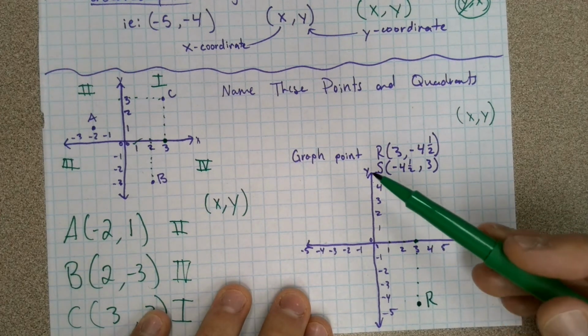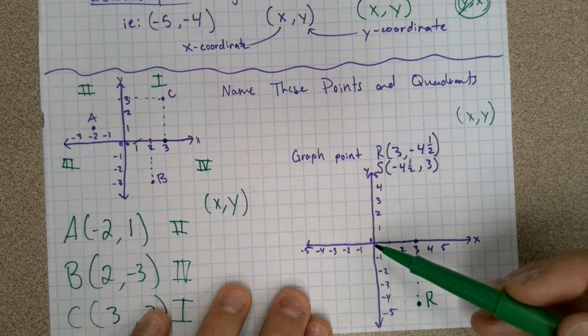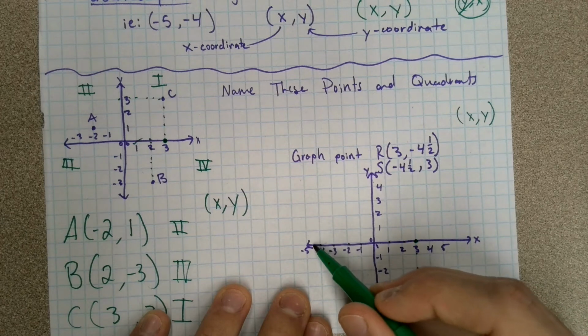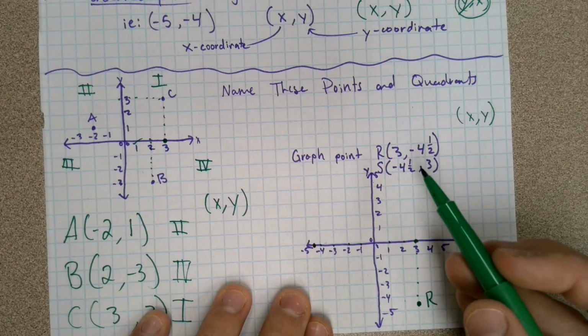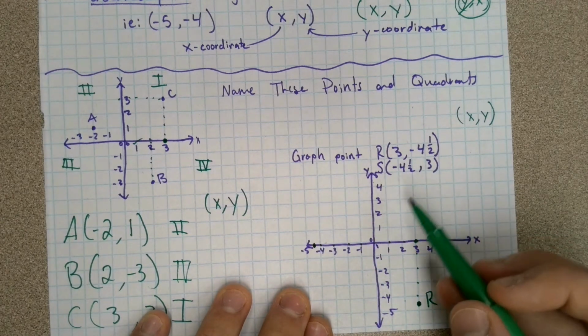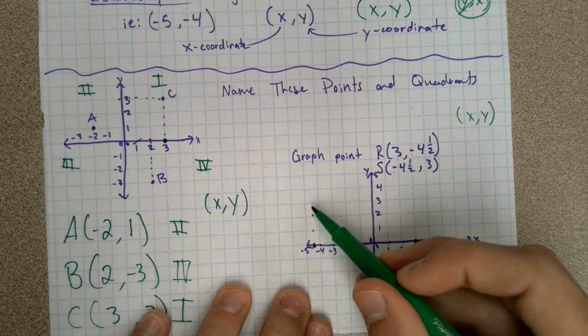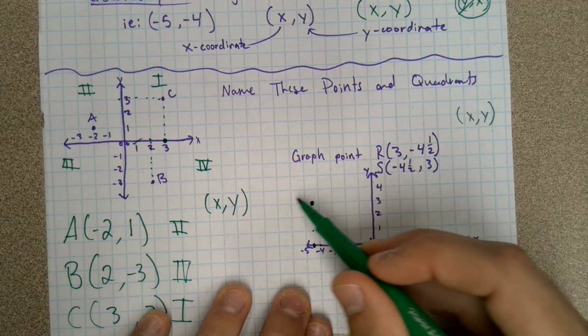All right, perfect. On to the next one, S. We start with our X always, -4.5. So we go 1, 2, 3, 4.5. And we go 3 for Y. We're going up because our positives are up. 1, 2, 3. And right there we have S.